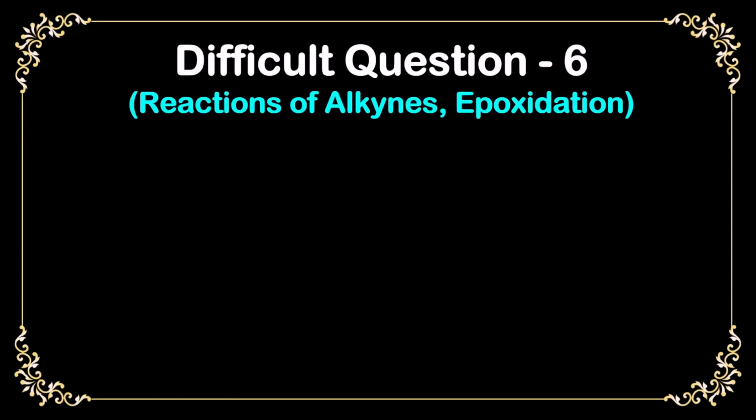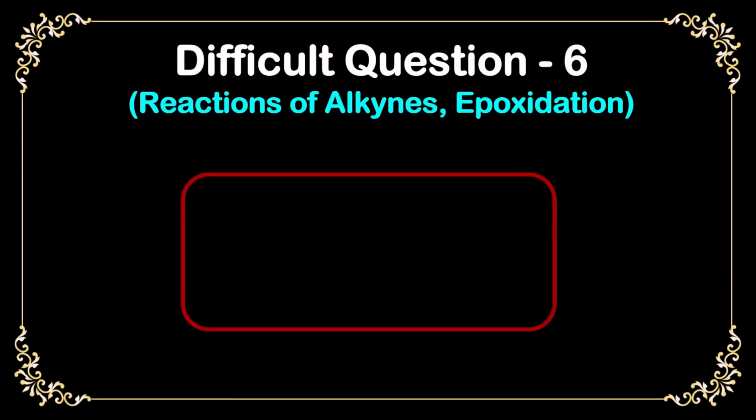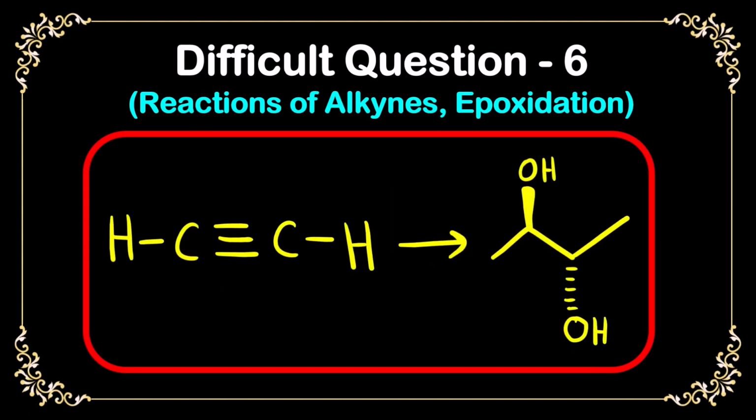So in today's video, we are going to see question 6 of the difficult question series. The question is, you can see here what is given to us is alkyne. So this is based on reaction of alkyne, and this is the trans diol. You can see this is above the plane, this is below the plane. So we can call this product trans, and then two alcohol groups are present, so this is called trans diol.